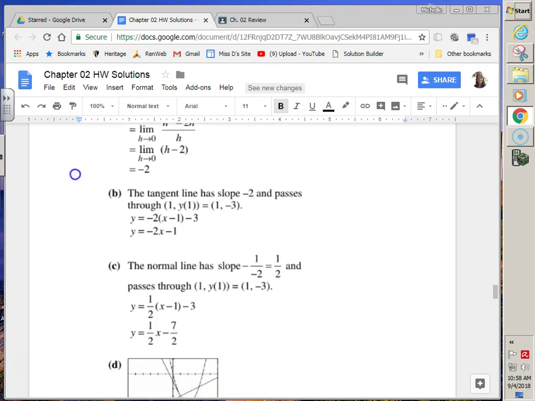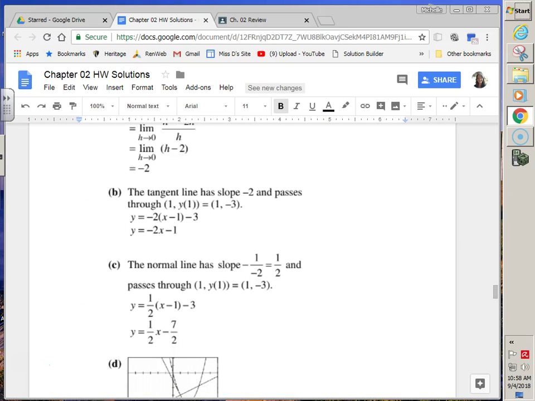Letter B is the tangent line, which you guys could have left as y plus 3 equals -2 times x minus 1. Totally fine. But if you did simplify, make sure you didn't simplify it incorrectly. That would be sad. And then letter C, an equation of the normal.